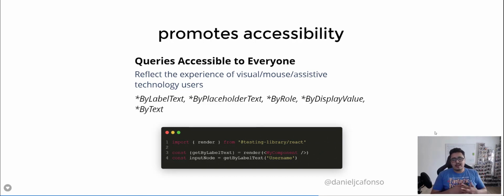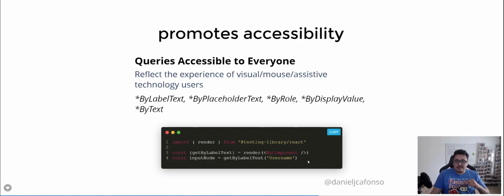By using queries that are accessible to everyone, which are the ways that we can search for stuff on the DOM, we can use queries that reflect the experience of visual, mouse and assistive technology users. And by granting priority to the queries that are most accessible to everyone, we will make sure that our tests find some accessibility issues in your components before we even find them on your application. Thanks to these queries that we can see here, which are the query by label text, the query by placeholder text, the query by role, the by display value, and the by text.